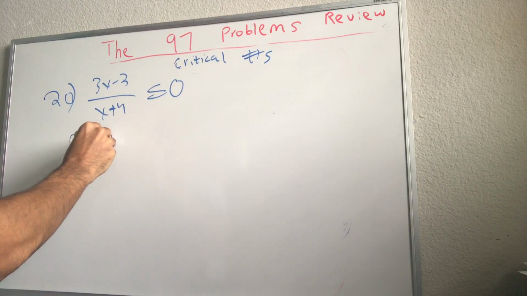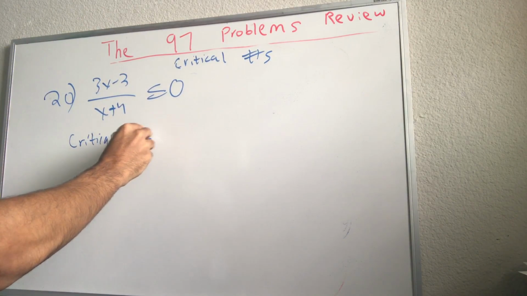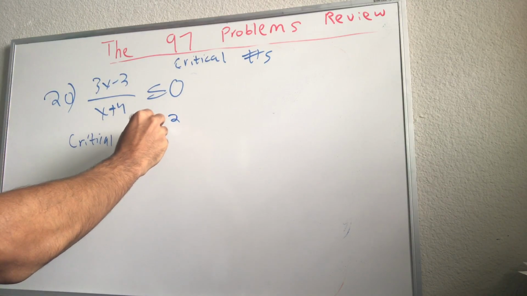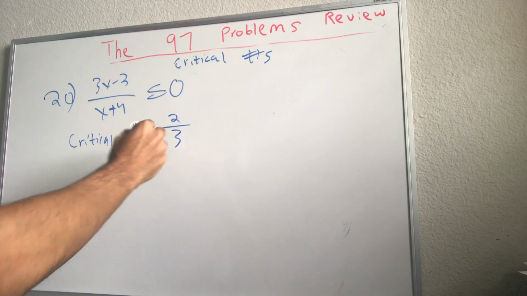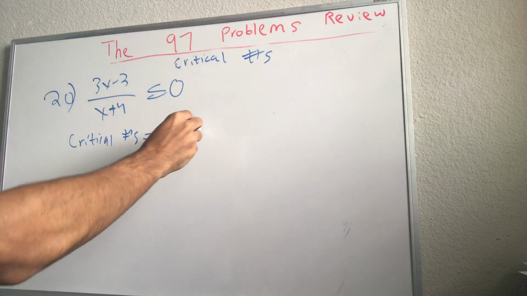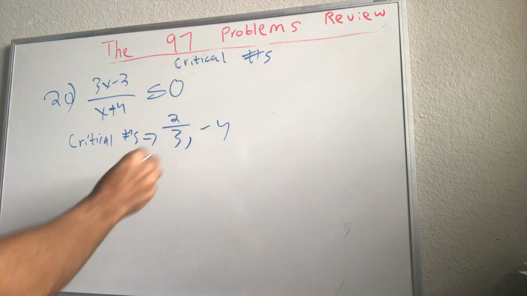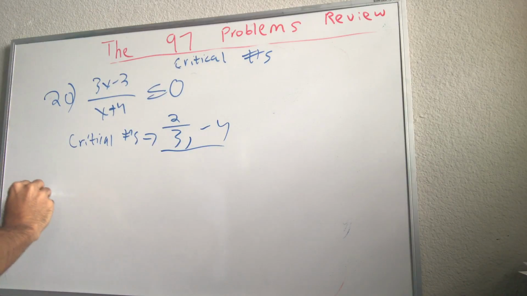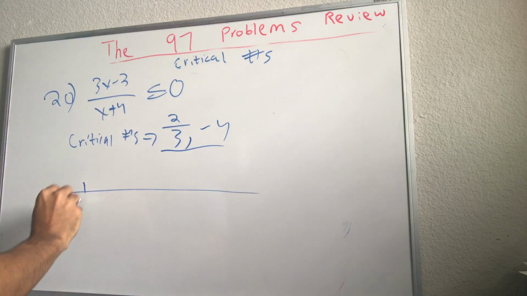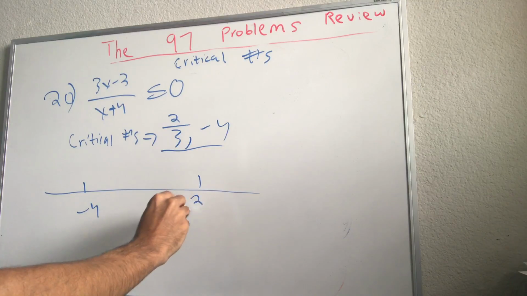Our critical numbers here are 2 thirds, right? That would be x equals 2/3, and then the other one is -4. All I did is I set this to 0 and this to 0. So these are our two critical numbers. Then we make our number line. So we have -4 here. We have 2 thirds somewhere here.